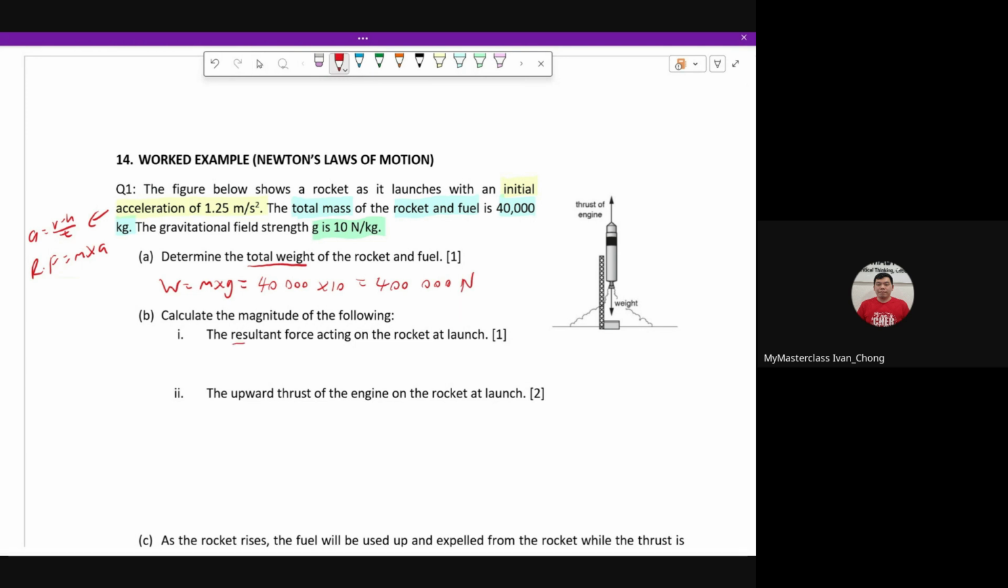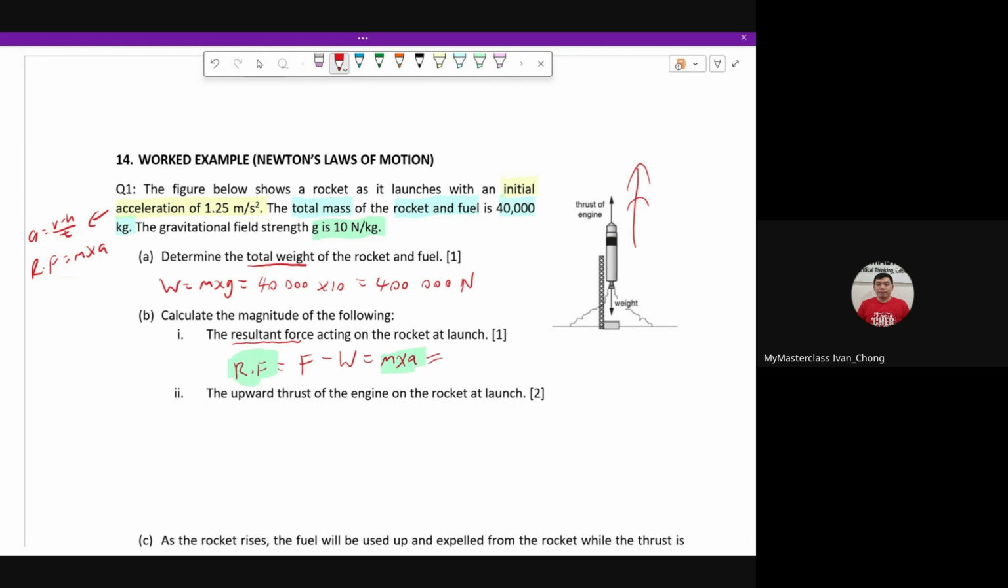Then next, they ask what's the resultant force. So straight away, resultant force, normally we use F. If you look at this, you have thrust of the engine, you have weight. Because your rocket is moving up, we will use thrust, which is the applied force, minus weight equals to m times a. Then you notice we don't have F, so it's not possible to find it that way. So we actually just use m times a over here.